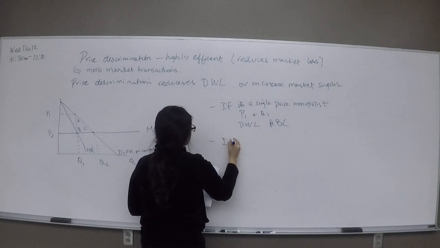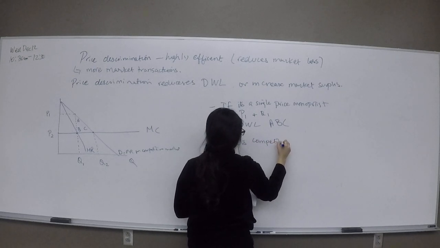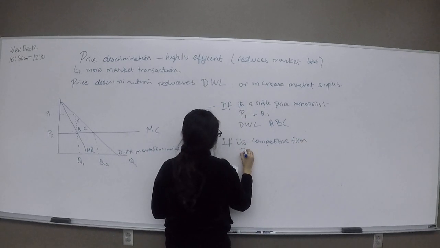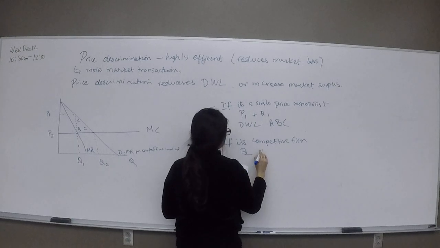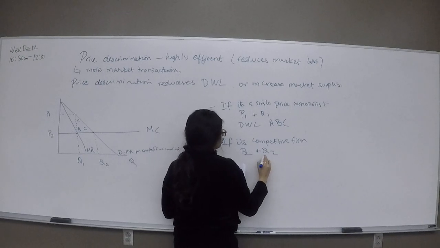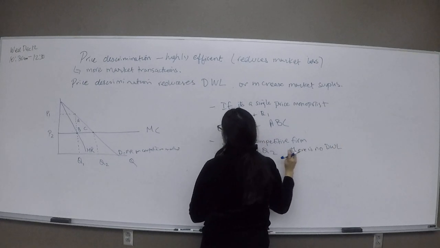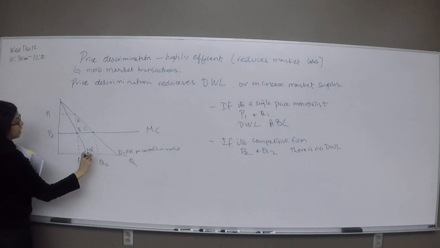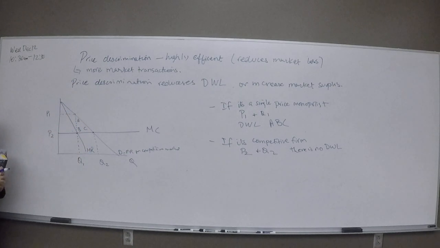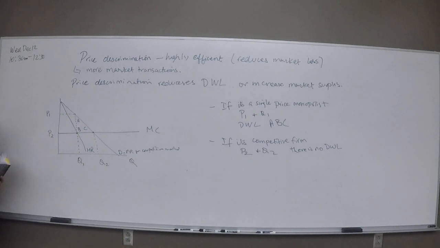If it's a competitive firm, you are charging P2, the lower price, and you're producing at Q2. There is no deadweight loss. When you produce this much and you charge this much, this whole market is a positive surplus. There's no deadweight loss, basically.